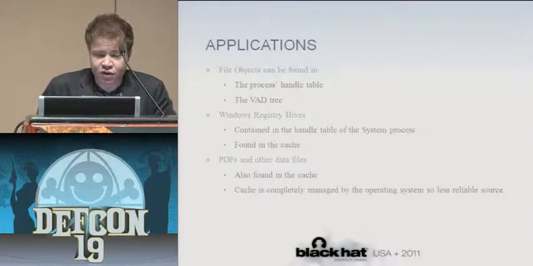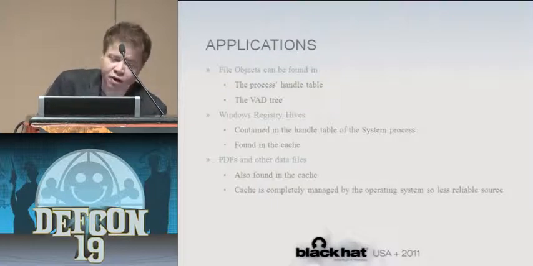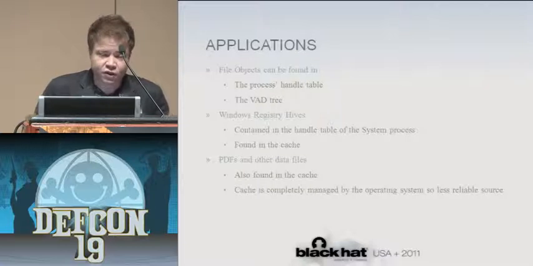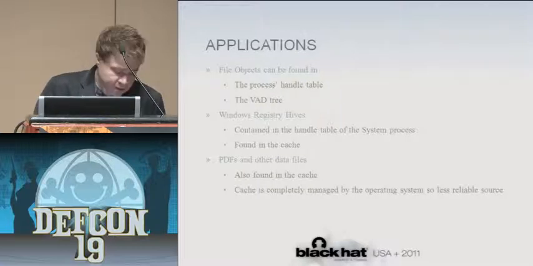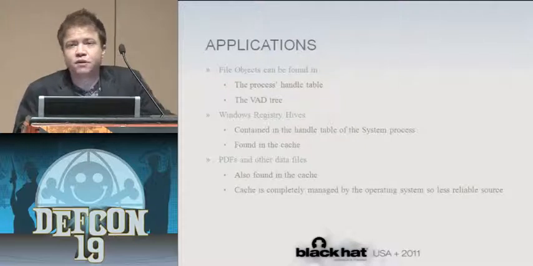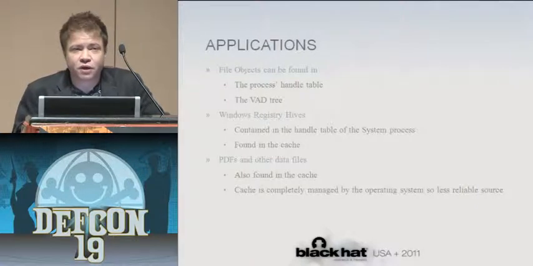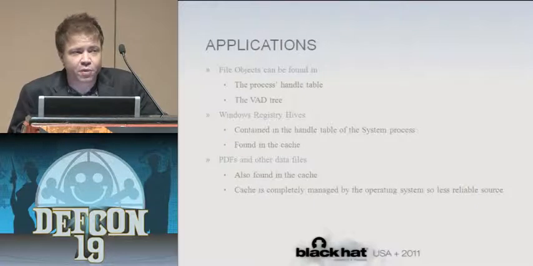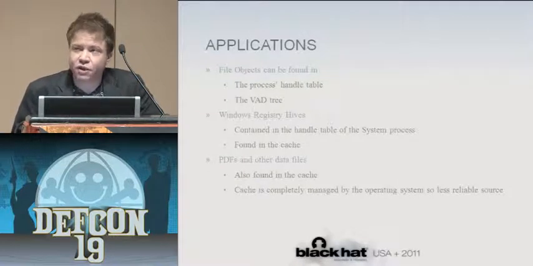Also, PDFs, as I mentioned, are found in the cache. We haven't had a ton of time to research all the things we can get out of the cache. If you're on a Windows XP system, you can get the restore points because it has a handle to a file that is basically keeping the data for the restore points. So you can get that out of memory in some cases. But the caveat for the cache is that it's kind of all bets are off. It's hit or miss.